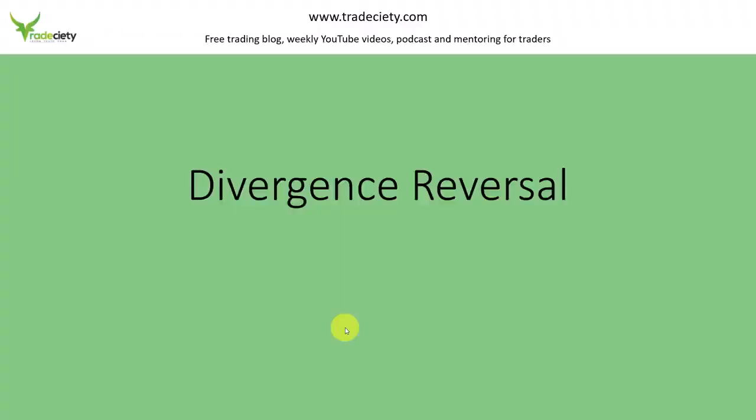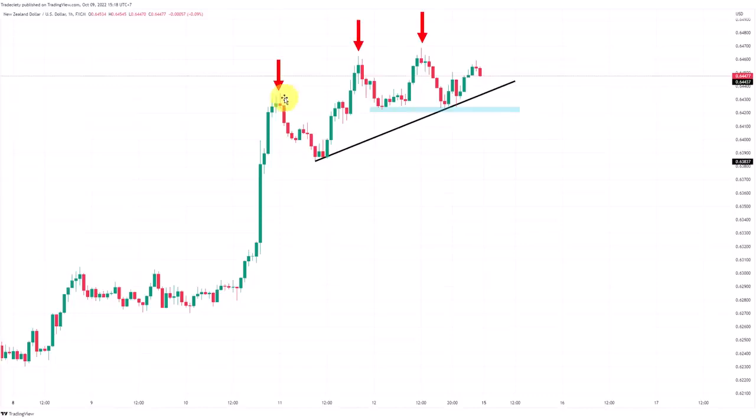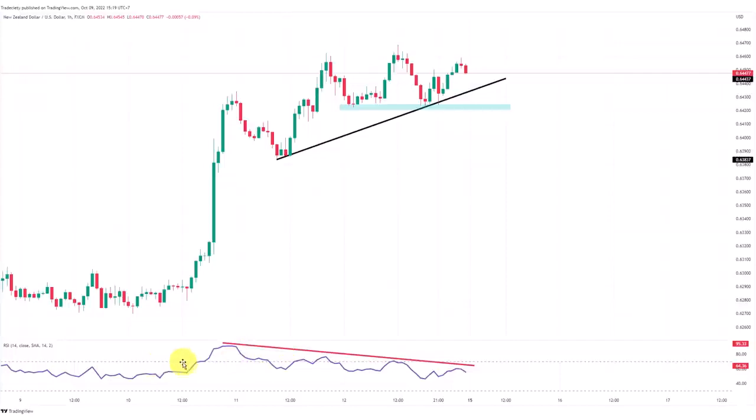Instead of using just the fake out, we can also look for divergences in our reversal trading. Here, once again, we see the triple tap. We have 3 consecutive higher highs, but each high is weaker than the one before. We are also already seeing signs of a lower high. When we now add the RSI, and this is the default 14 period RSI, we can see a divergence. Whereas the price is making higher highs, the RSI is making lower highs.